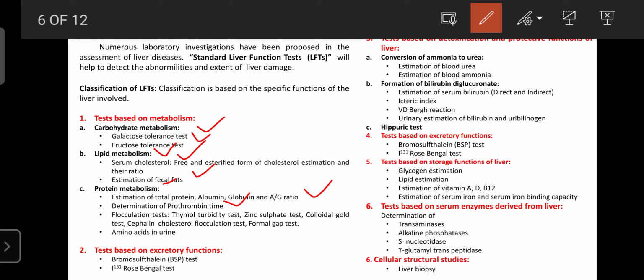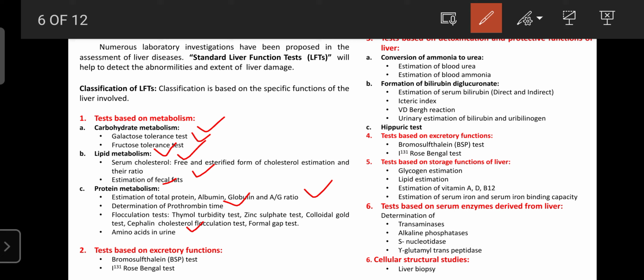Also by monitoring the sleeping time after administration of certain drugs. Then flocculation tests like the thymol turbidity test, zinc sulfate test, colloidal gold test, cephalin cholesterol flocculation test, formol gel test, and amino acid in urine. So they are helpful to assess the LFTs. And certain tests are based on the excretory functions of the liver, like the bromosulphthalein BSP test and rose bengal test. These dyes are excreted by the liver, so by monitoring them we can get the LFTs.